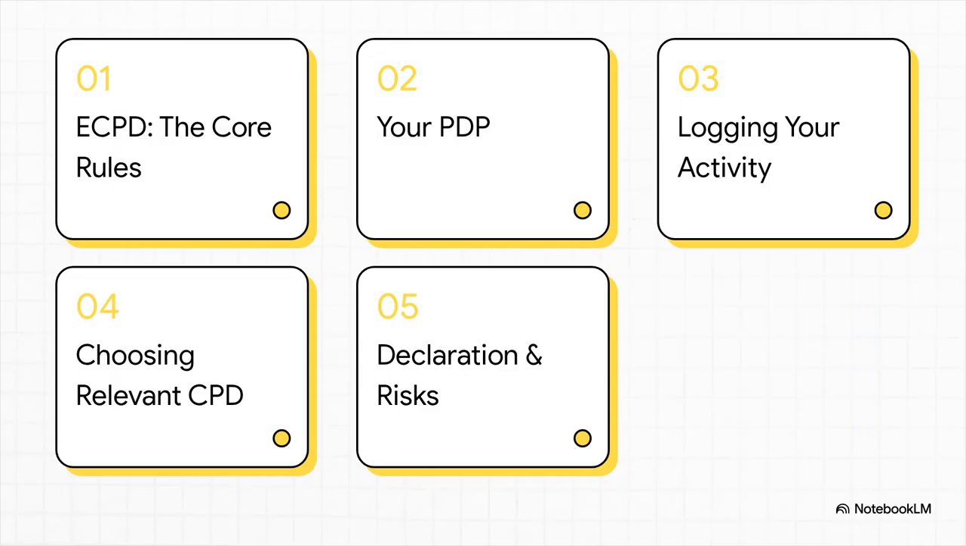Okay, so here's our game plan. We'll kick things off with the core rules of the ECPD scheme. Then, we'll walk through building your all-important personal development plan. After that, we'll cover how to log your activities correctly and, crucially, how to choose the right courses. And we'll wrap up with the annual declaration and what happens if you don't quite get it right.